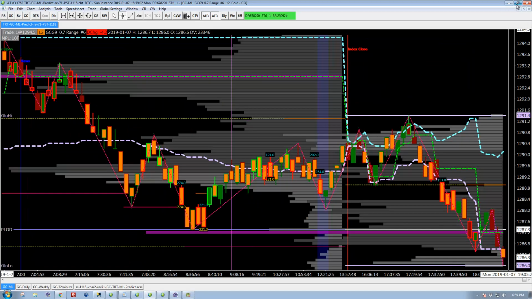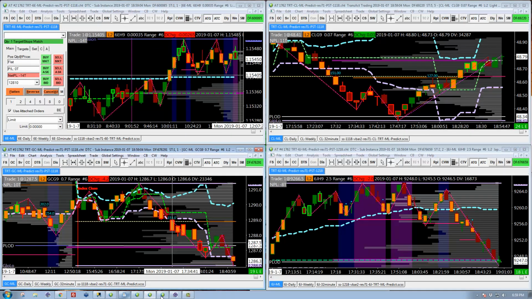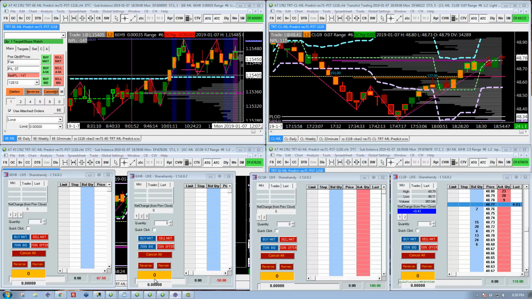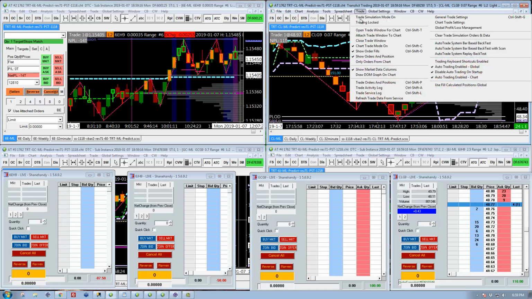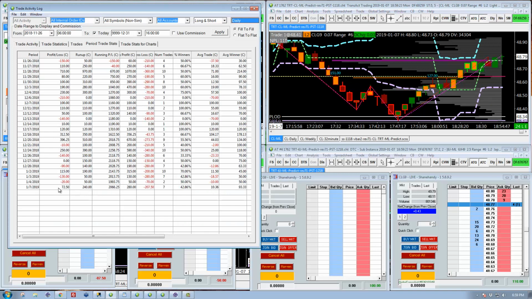All right, so the total for the day is plus 110 in oil, plus 100 in gold, minus 50 and minus 87.50 in the two currencies. So that looks like this. Trade activity log somewhere. There it is. So 72.50. We'll call it $70.